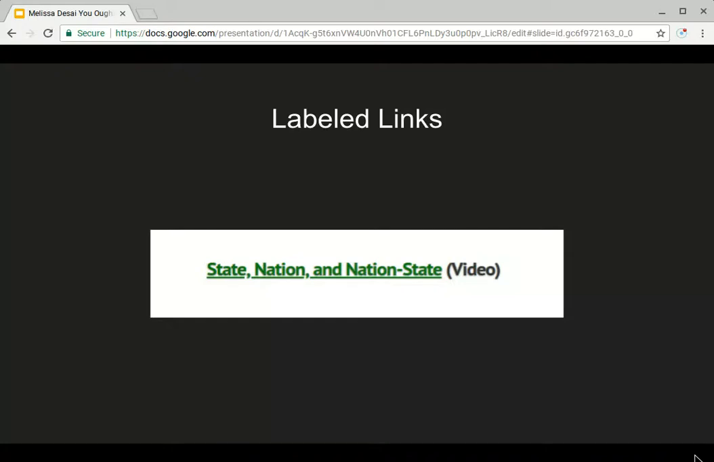Next, we see that my link is labeled with descriptive words of what the link is about. This is easier for the reader, especially for those that do not read the whole webpage, to understand what the link will be about and pick the link they need.